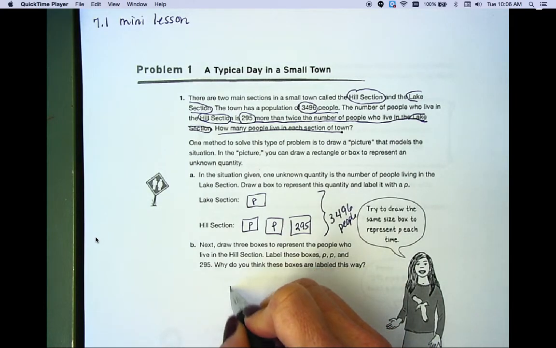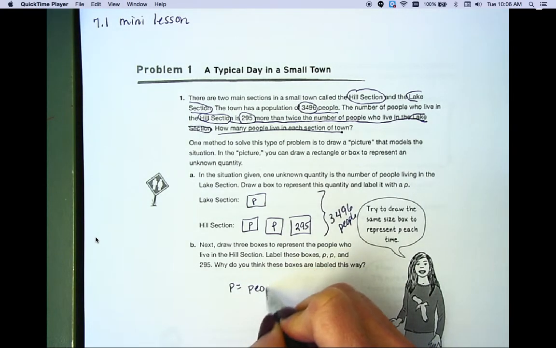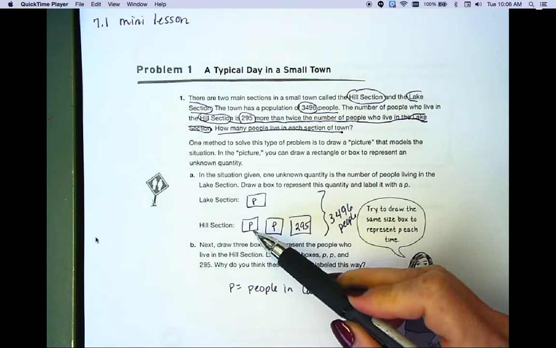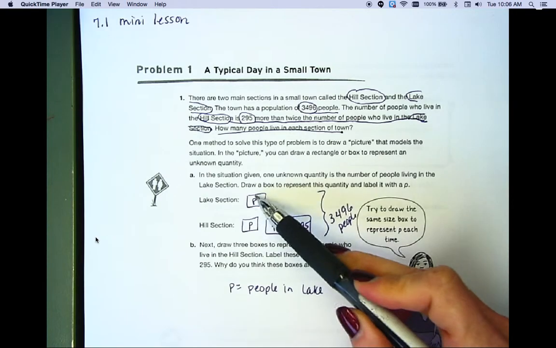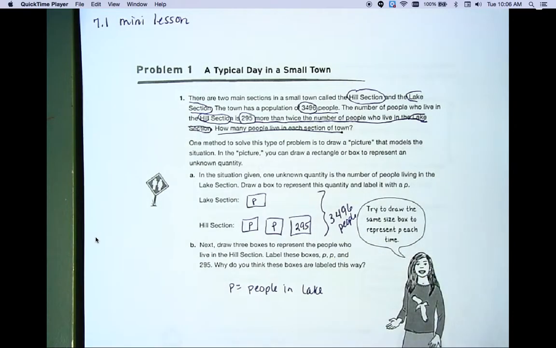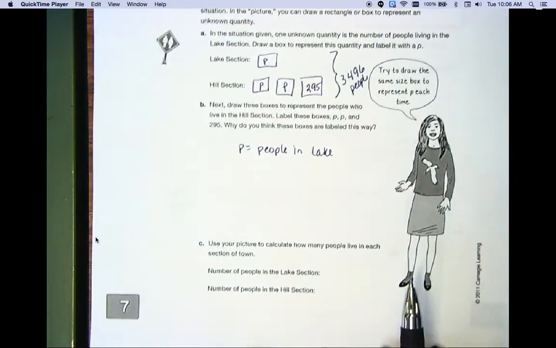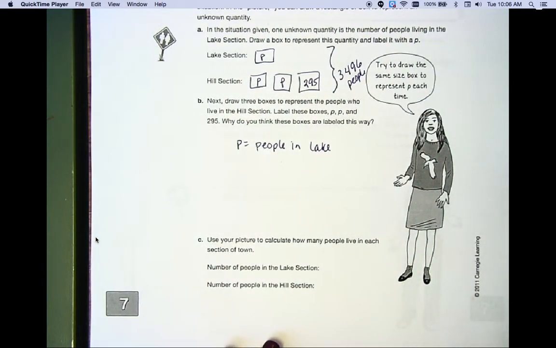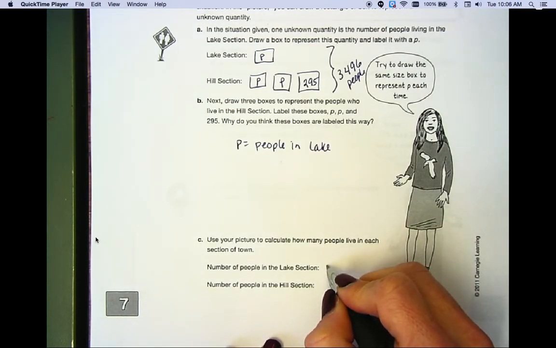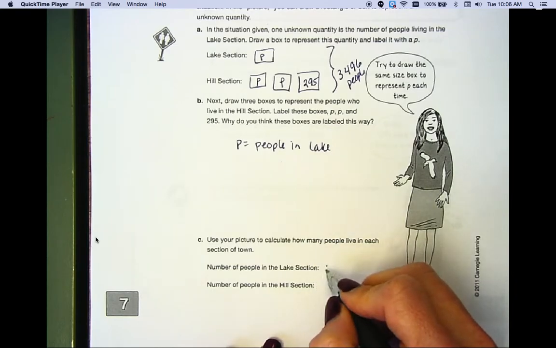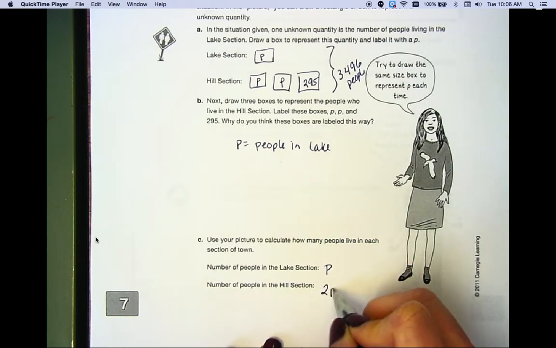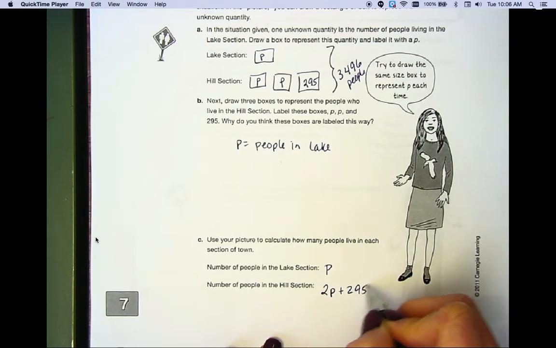Why do we think these boxes are labeled this way? Well, P equals the people in the lake. For the hill, it said twice lake, so we did the 2. And then it also said 295 more. So we're going to use our picture to calculate how many people live in each section of town. If the number of people that live in the lake section is P, the hill section is 2 P's plus 295.